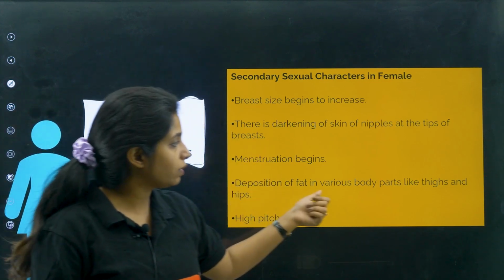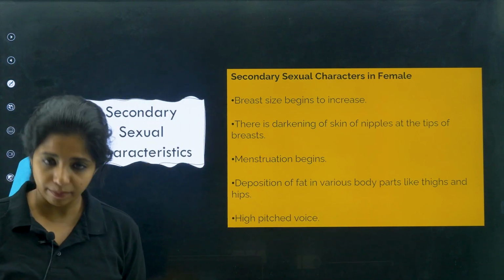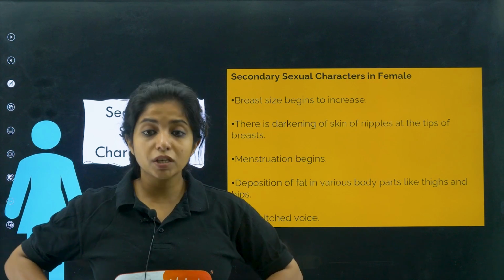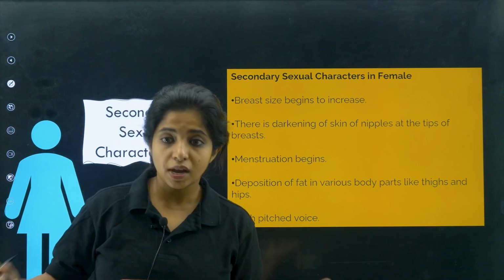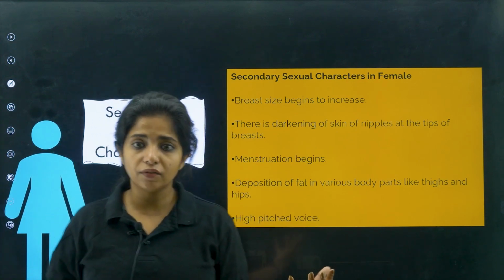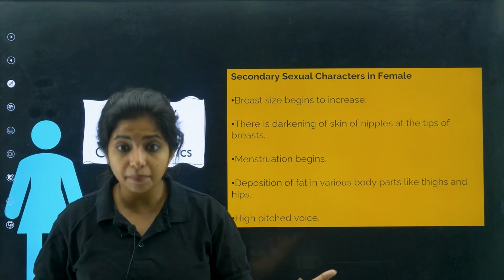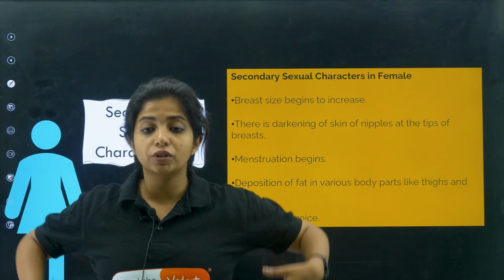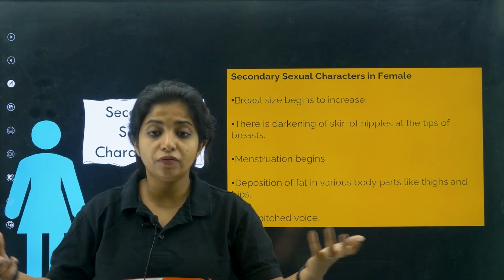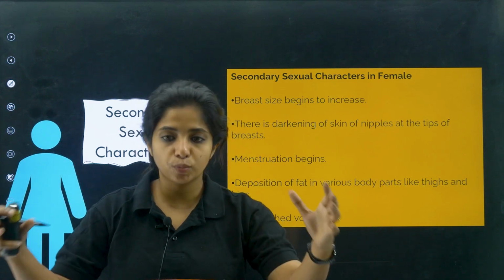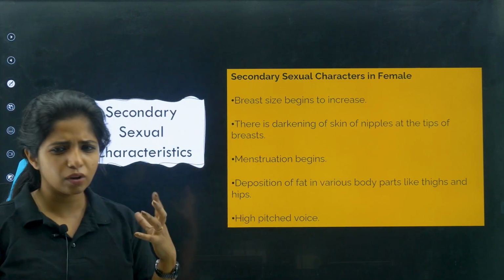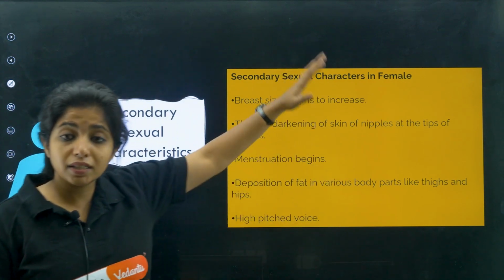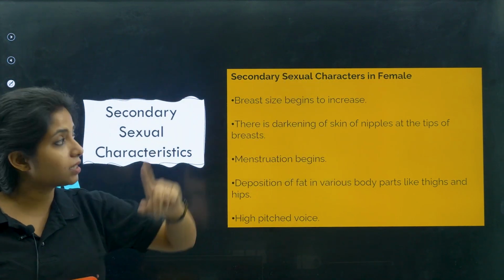Now, deposition of fat will be there in various parts of the body like the thighs and the hips. The pelvic region becomes broad so that the child, if at all it is there, has enough space to grow. So these are all small things. High pitched voice is another. So these are the secondary sexual characteristics in the case of females.